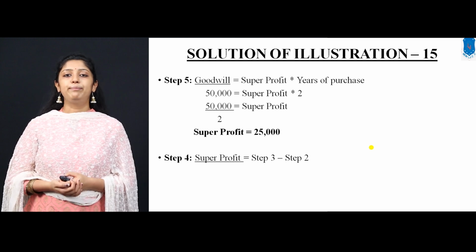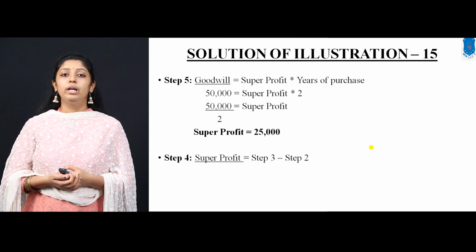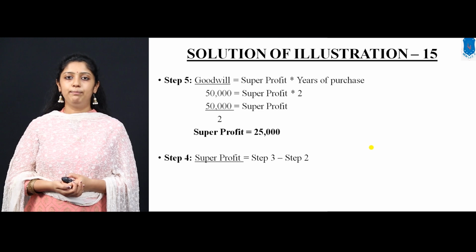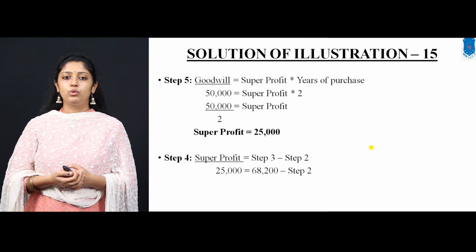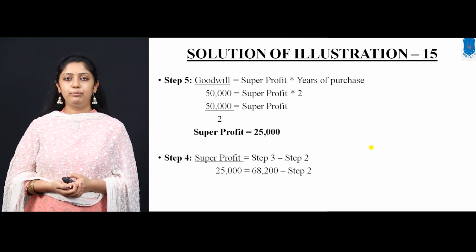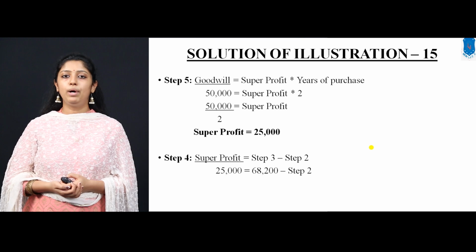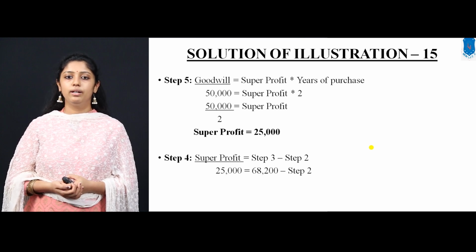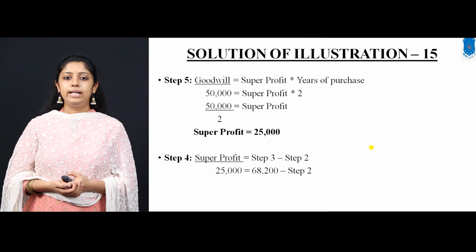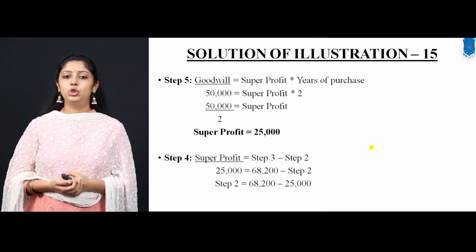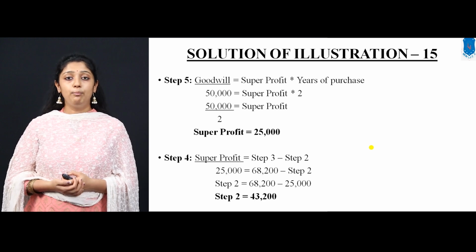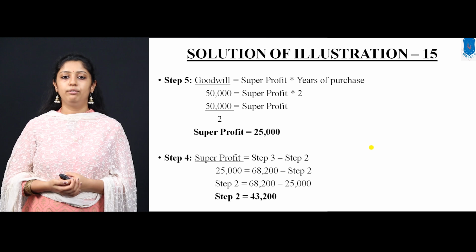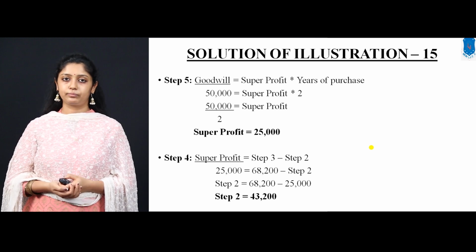Next step, step number 4, super profit, that is step 3 minus step 2. In the previous step we have calculated the amount of super profit, which we will write down in this step. So 25,000 is equal to step 3, already given in the question, amounted to rupees 68,200 minus step 2. Next step, step 2 is equal to 68,200 minus 25,000. So step 2, that is amount of ERR, is equal to rupees 43,200.